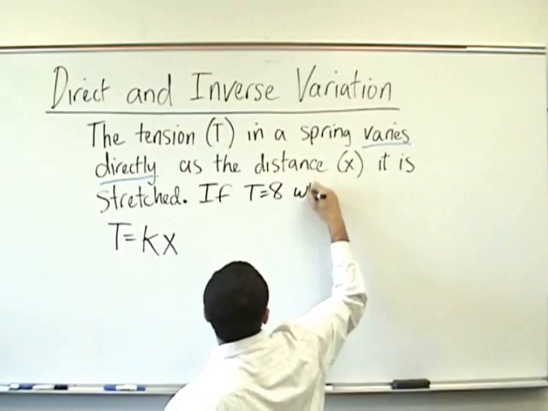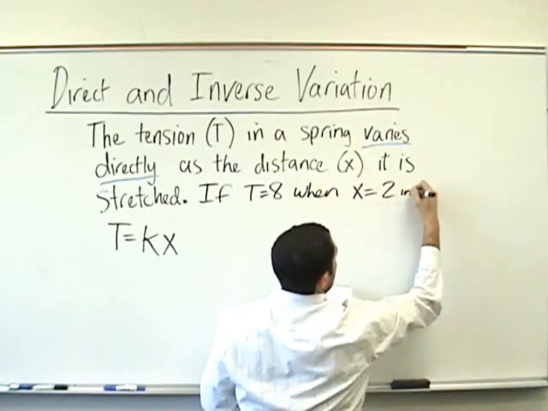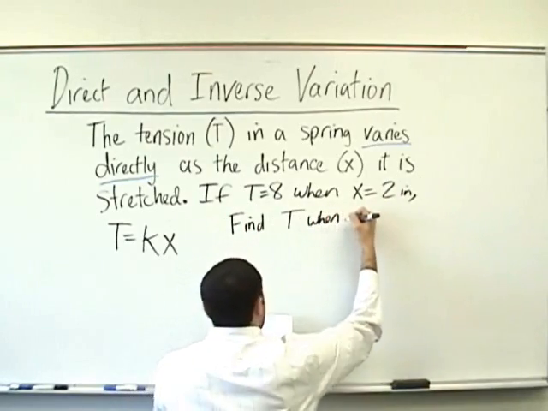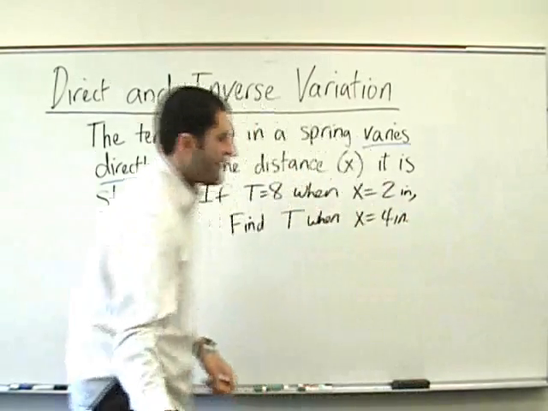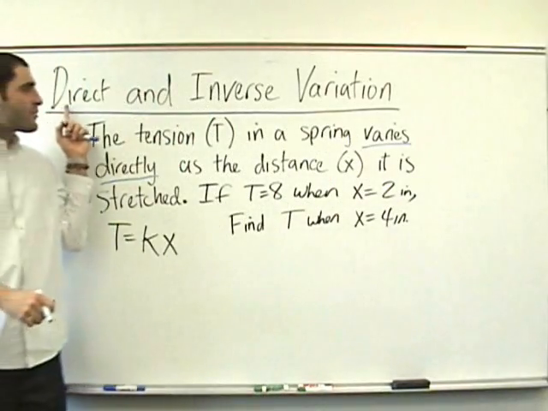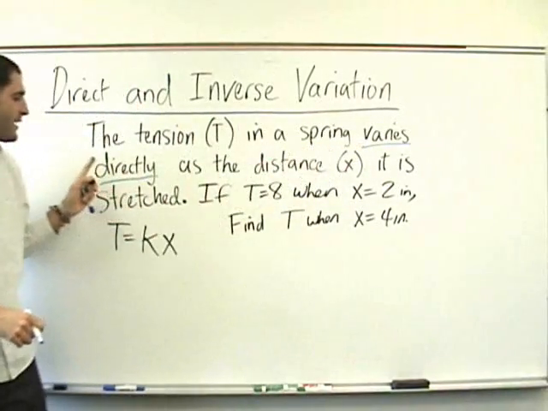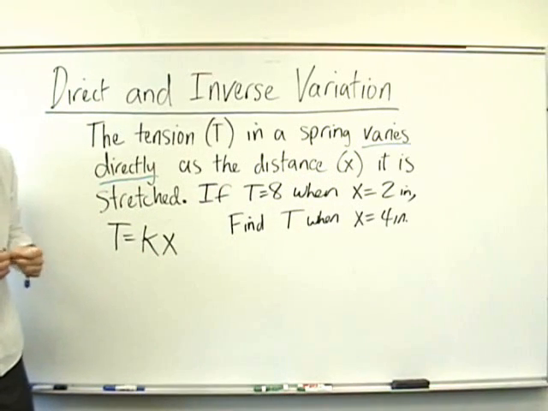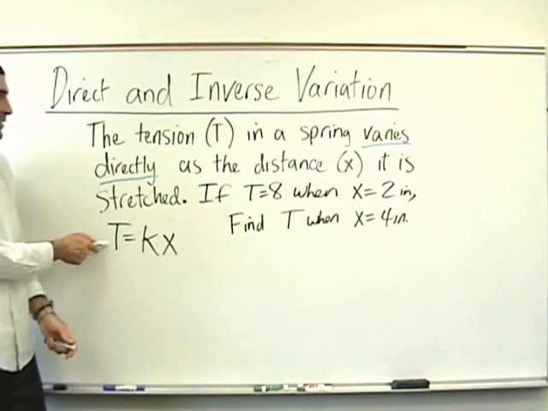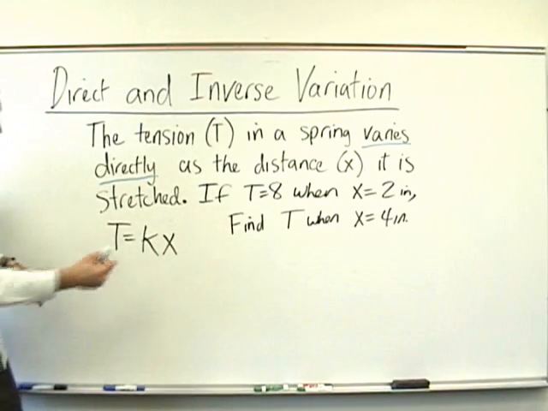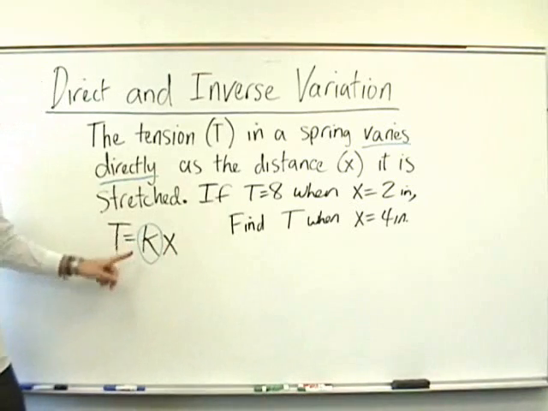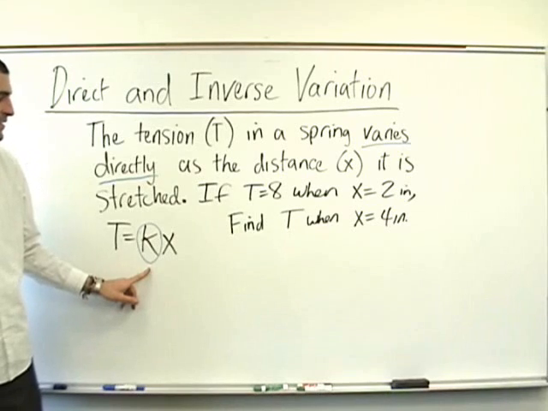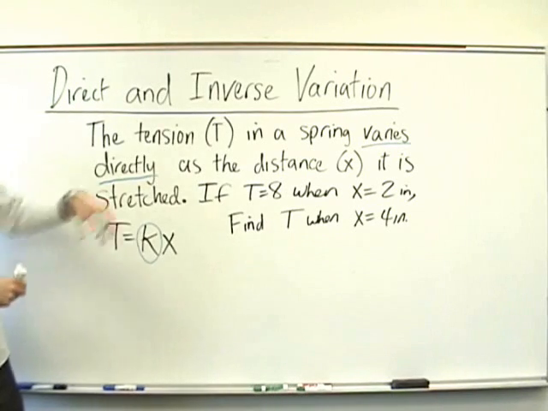If T equals 8 when x equals 2 inches, find T when x equals 4 inches. So first step, when you see varies directly, you think of a formula like this. You create your formula. Okay, so the next step is to plug in and find our constant. The constant's the key, all right? So if you want to write that in your notes, you could write, find the constant. Determine the constant.